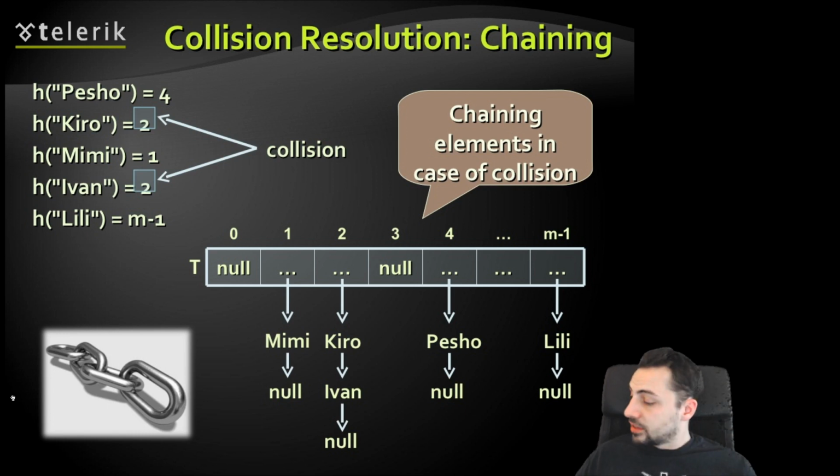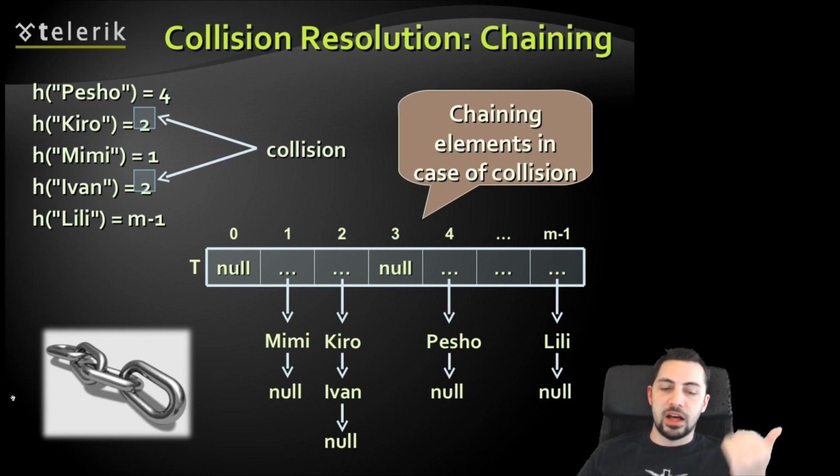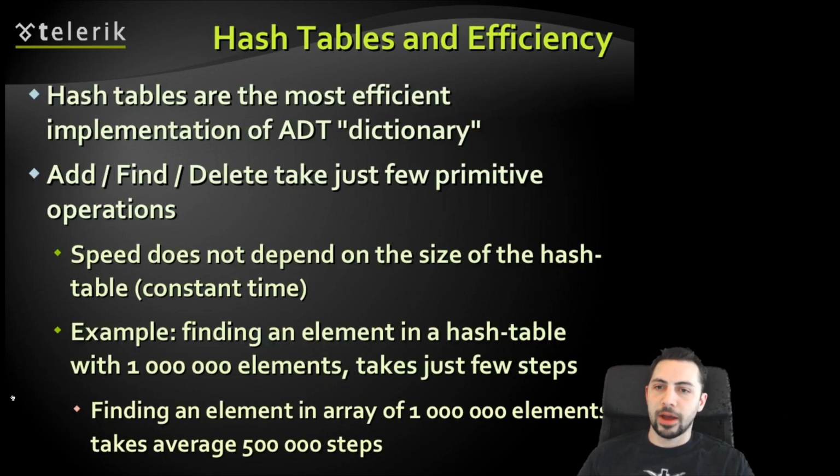And here's another example, same type of thing, where each time we do it, here we're hashing strings. They still result in an integer. And we've got these pointers. We point to different items. And since Kiro and Ivan hash to the same number, number 2, they just go in there.